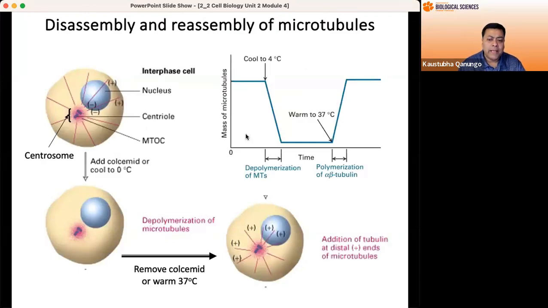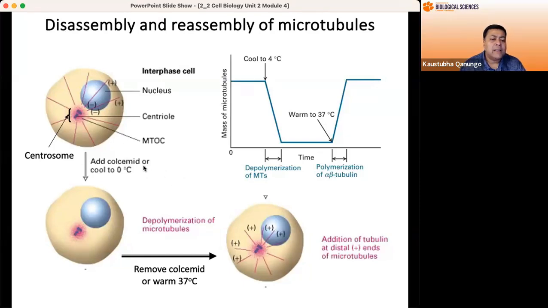A couple of different things that are important here, different reagents. If you actually cool a cell, it actually stops cell division as such. And how does it stop the cell division? Because it will not form the spindle fibers to divide the cells. So if you just warm that, again, microtubules will form. If the cell wants to divide, it can actually divide.